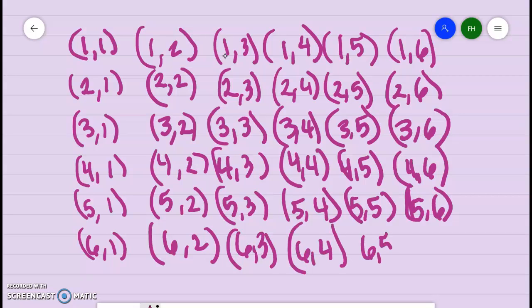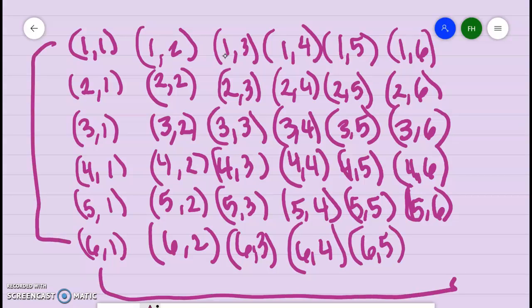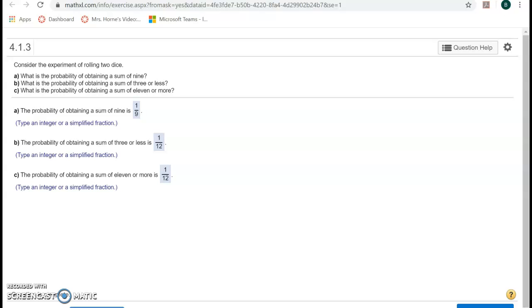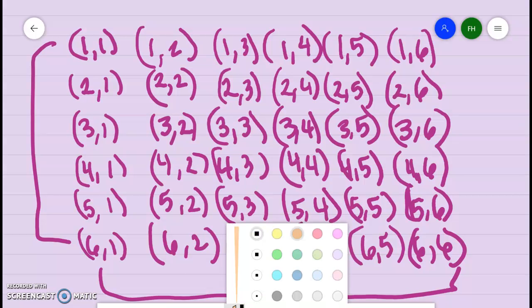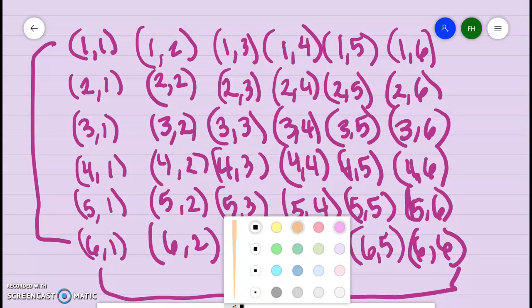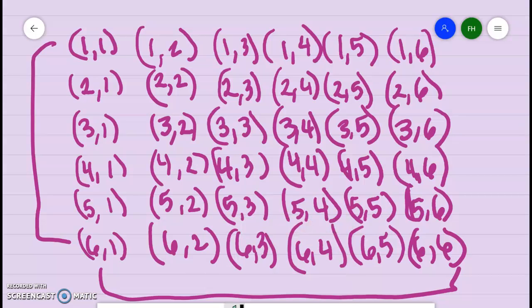So let's look. There's a grid of 6 by 6, so there are 36 outcomes. So now let's look at our problem. The probability of obtaining a sum of 9. So a sum of 9. Let's highlight the sums here of 9.